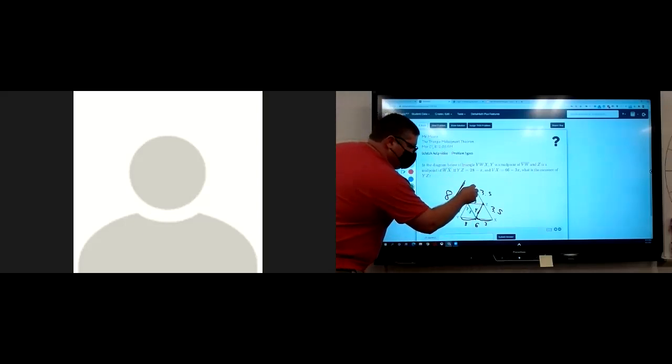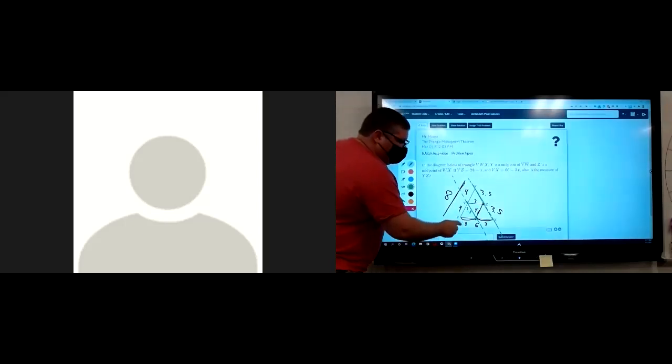3.5. Here's why. Is this line through this midpoint and this midpoint parallel to that right there? Do you agree? Yeah. And is it halfway up the triangle? So it's going to be exactly half as long. Do you agree? Yeah. Okay, so here's the deal.